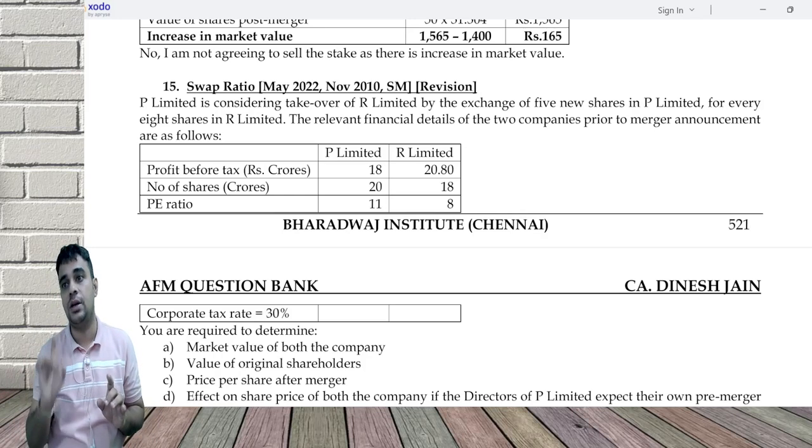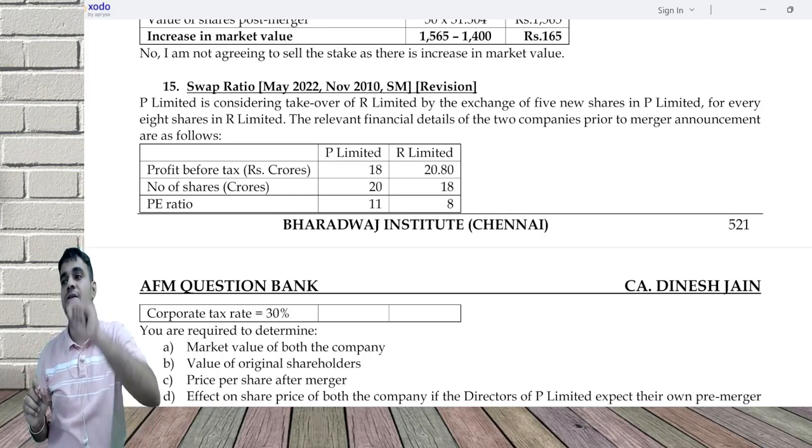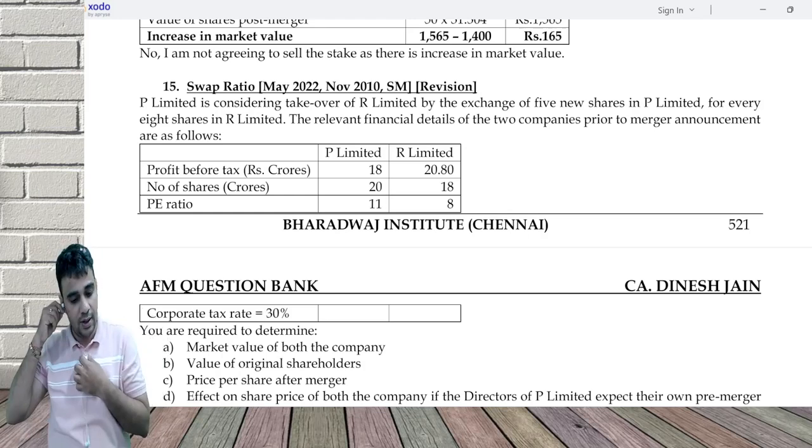I'll explain something called value of original shareholders. This alone starts with PBT. So PBT less tax gives PAT, thereafter the same thing. Start doing it.